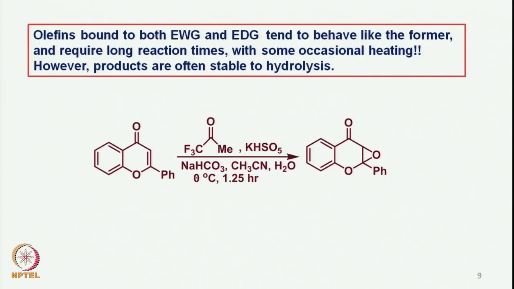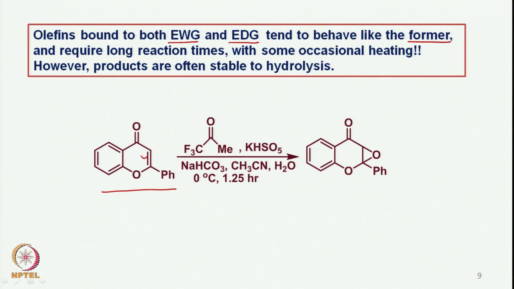When the olefin is bound both to an electron withdrawing group as well as an electron donating group, the olefin more or less behaves like the former, that is the electron withdrawing group, and generally takes a long time with some occasional heating. We may have to heat in some cases, though obviously people try to avoid it as much as possible. However, as we discussed earlier, the products are relatively stable to hydrolysis. Now one example is somewhat like this here.